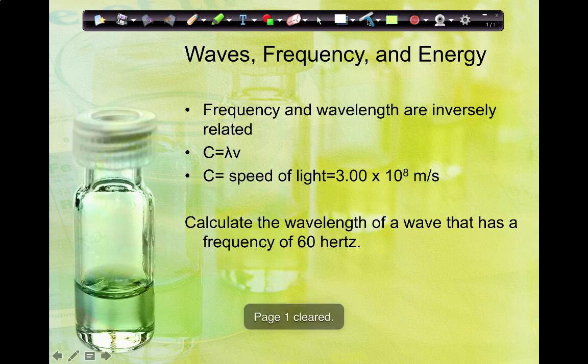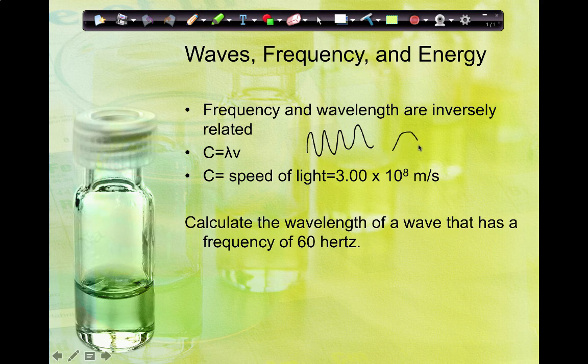All right, so frequency and wavelength are inversely related. That means as one gets higher, the other one gets lower. So as our wavelength gets shorter and shorter, the frequency at which the waves pass in a given second gets higher and higher. So if it's longer, you have a lower frequency.